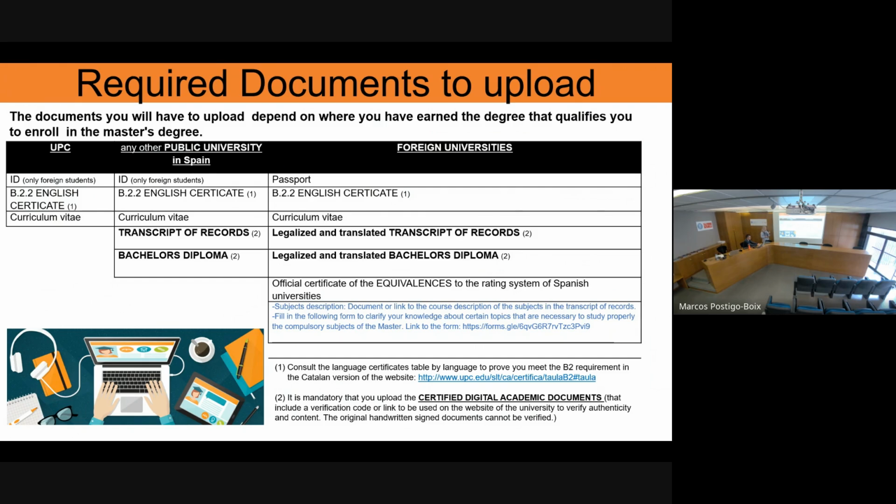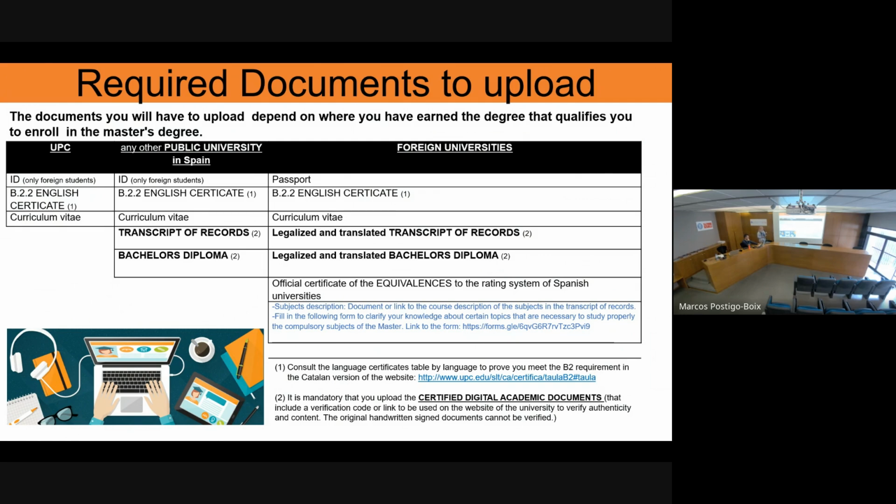And then if you come from abroad, we also need your passport, the English certificate, curriculum vitae, and of course, the legalized and translated bachelor diploma and transcript of records. And these have to be officially translated.